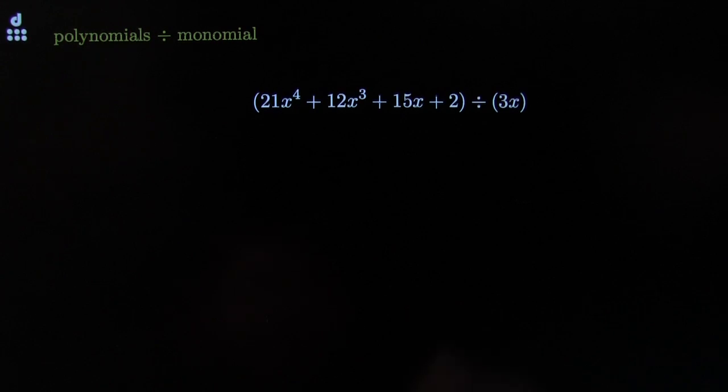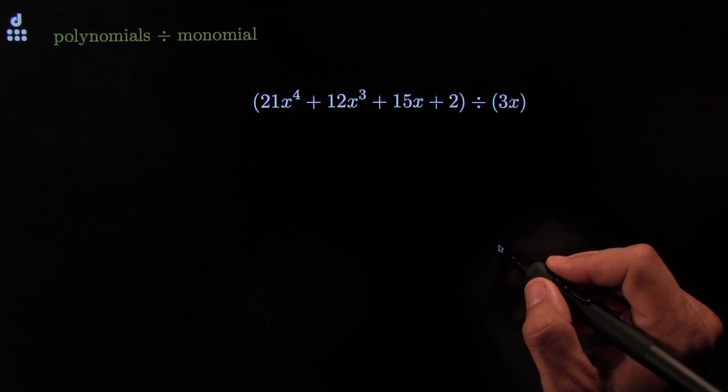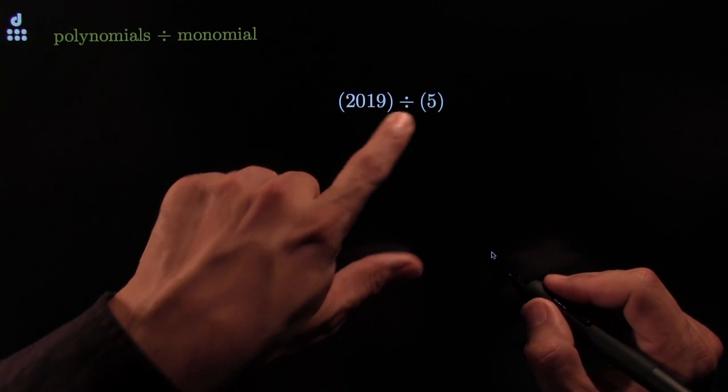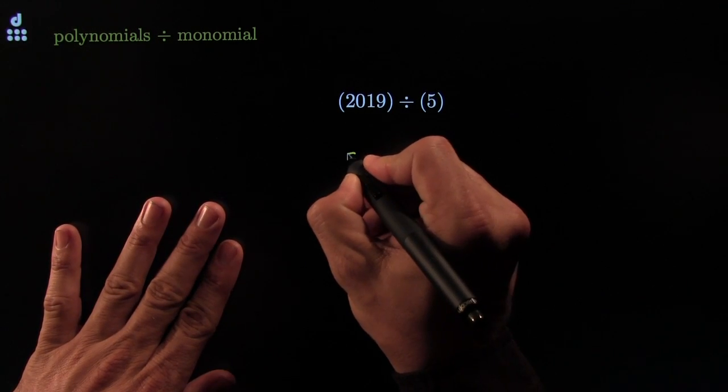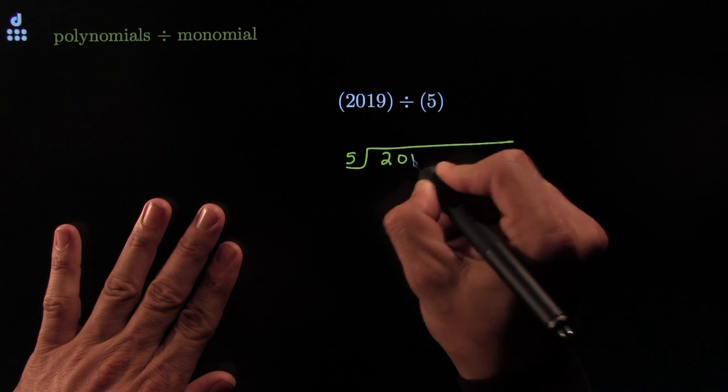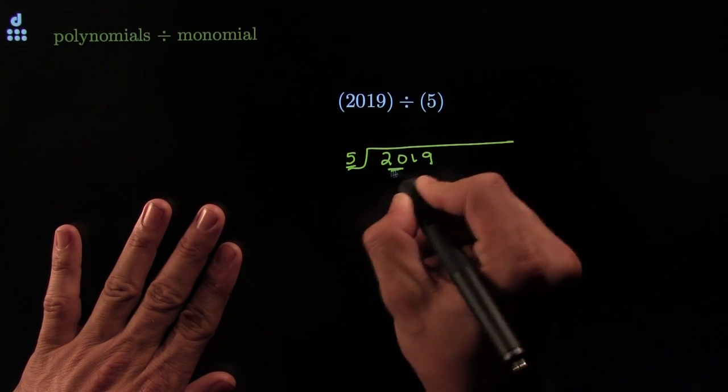And for that, let me take you back to some things from your childhood. Do you remember when you were a kid and you divided some number, for example 2019 divided by 5? Back when you were in grade school, you might have done something like this. You would place the 5 over here, and you would place the number here, 2019, and you would try to focus on the leading terms.